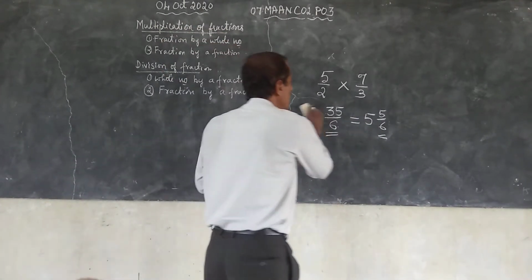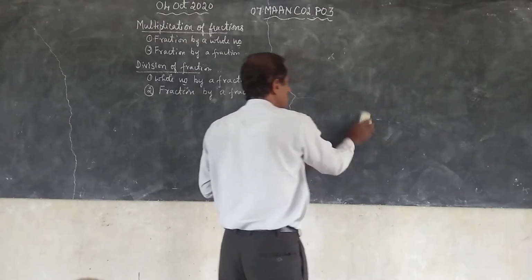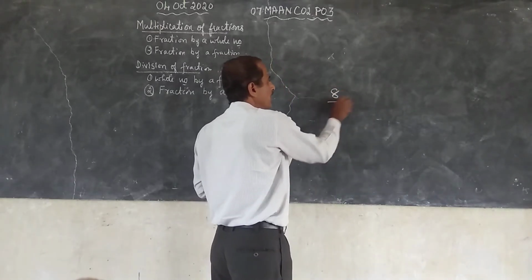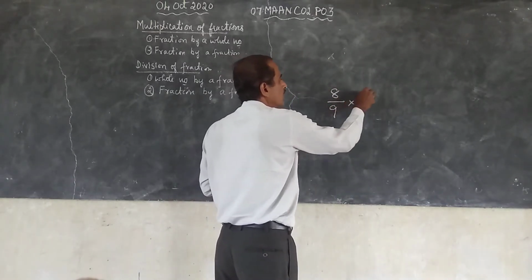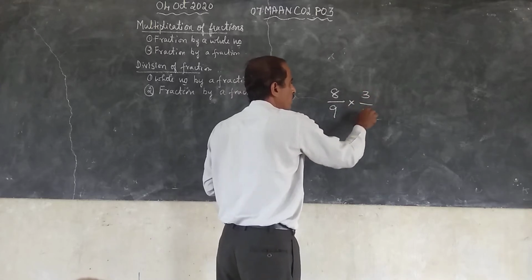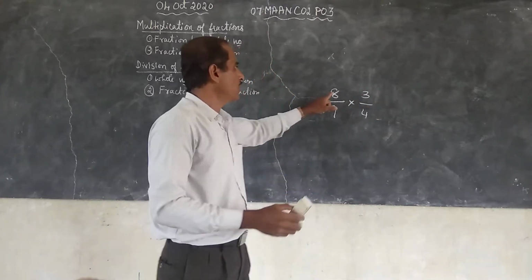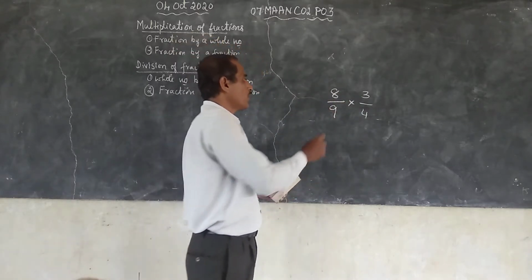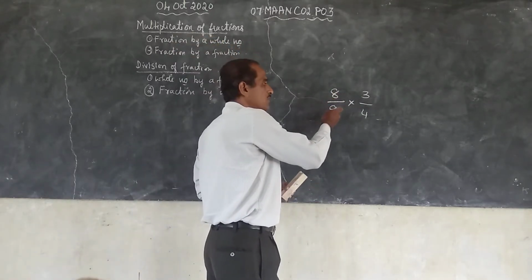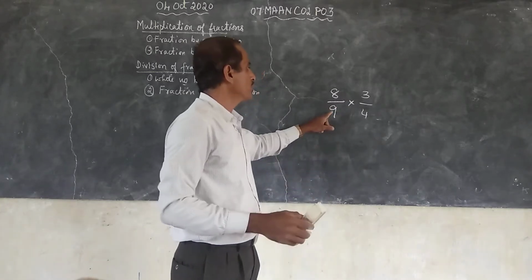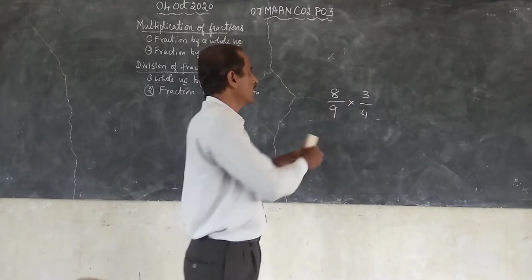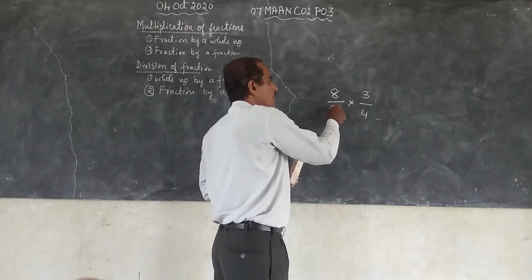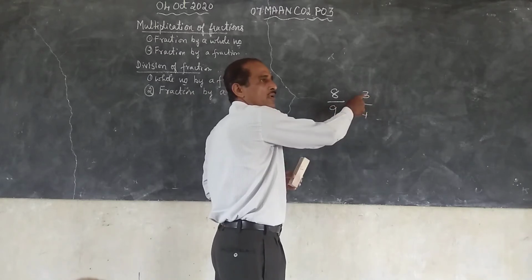Okay. So like this we will multiply. Let us take another example, say 8 by 9 into 3 by 4. If you multiply here also, it is to be multiplied directly. Sometimes if it is possible to cancel or reduce a numerator with a denominator, wherever it may be, one from here and one from here, you can reduce.